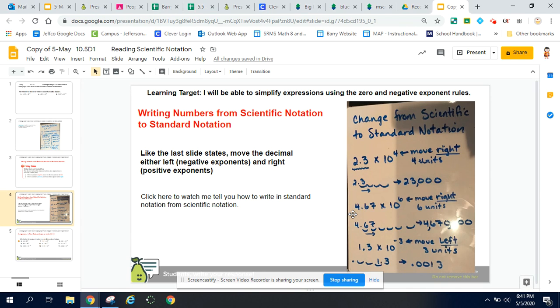Here it is in scientific notation again. 4.67 times 10 to the sixth. So I know it's in scientific notation. I look at my exponent, 6. It says move to the right when it's positive, 6 units. So I replace the 4.67, just like I did up here with the 2.3. And from the decimal, I'm going to move 6 dips. 1, 2, 3, 4, 5, 6.